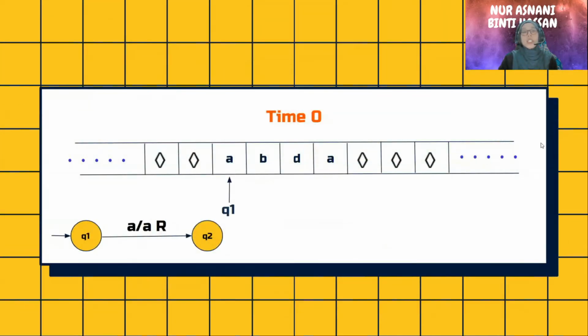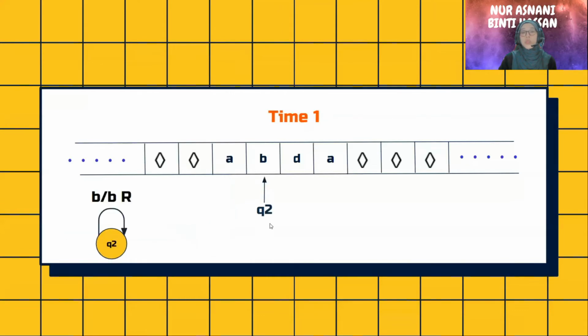This is the tape for this language, where the input string consists of A, B, D, A, and this is for time 0. The head is at the symbol A, at the state Q1, which is the start state. At Q1 it will read the symbol A from the tape. Then we write the A into the tape. After that, we move the tape head to the right, and it will go into the state Q2.